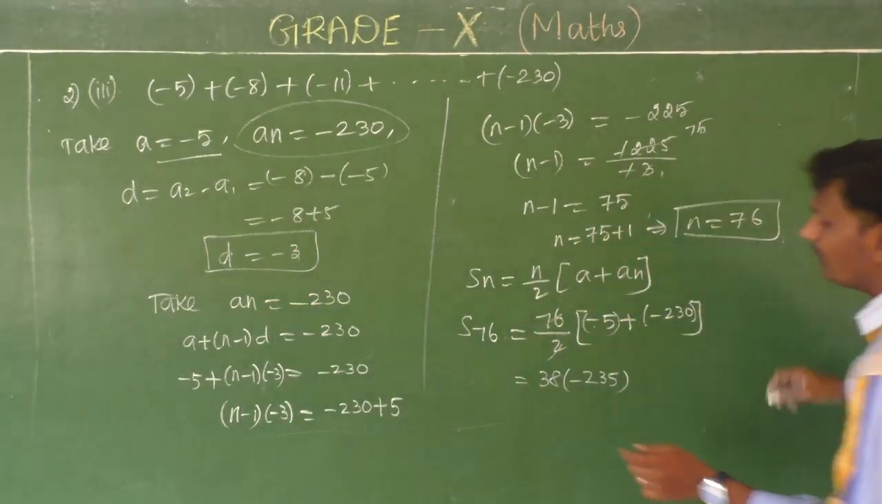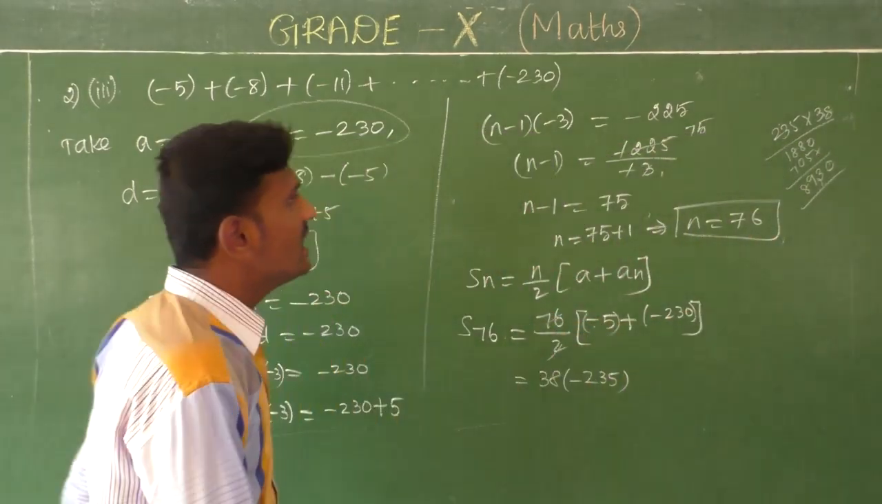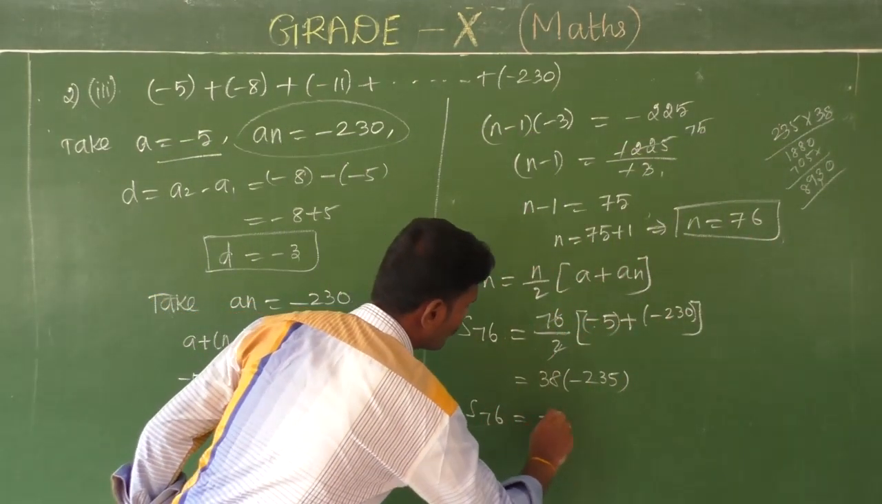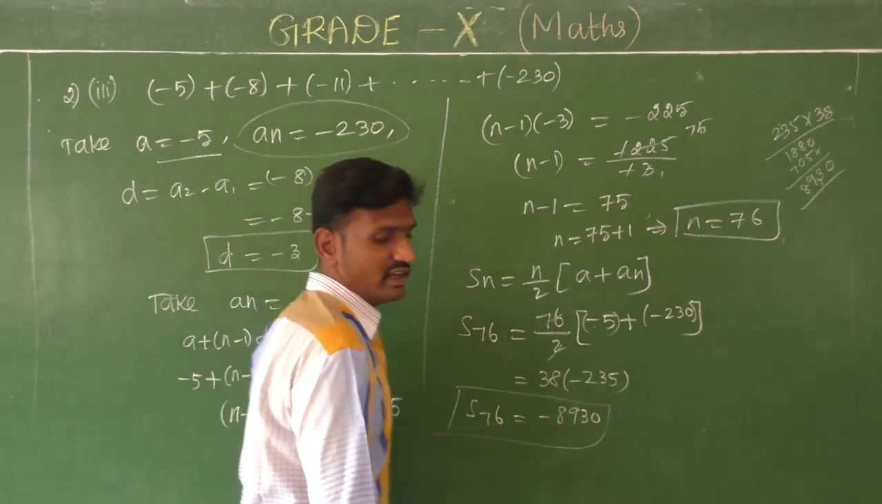Now you are going to multiply these two, 235 into 38. So 8 5s are 40, remainder 4, 8 3s are 24, 28, remainder 2, 8 2s are 16, 16 plus 2 is 18. And again you multiply by 3. So 5 3s are 15, remainder 1, 3 3s are 9, 10, remainder 1, 2 3s are 6, 7. So 0, 3, 9, 8. So what is the final answer? Minus 8,930. So this is the value of S76. Yes, student, we got it?